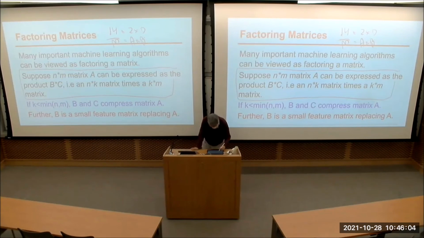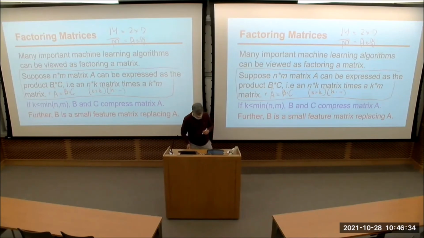So notice that if I have a matrix A, it could be possible that A is equal to matrix B times matrix C, where if A is an n by m matrix, it could be that B is an n by k matrix, and C is a k by m matrix. Okay? If I have that, then when I multiply my n by k matrix times my k by m matrix, I will get an n by m matrix.